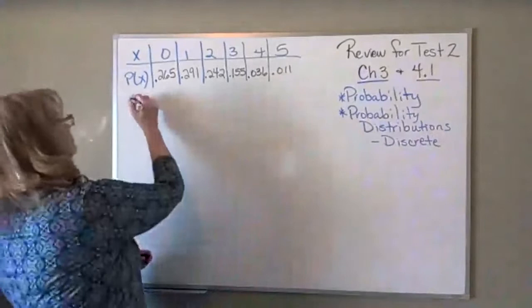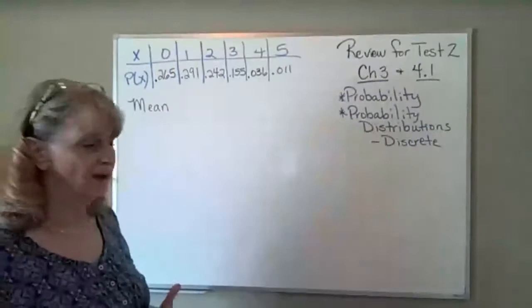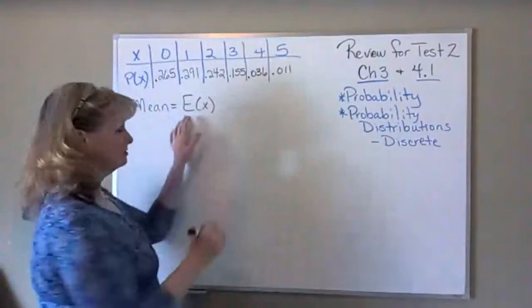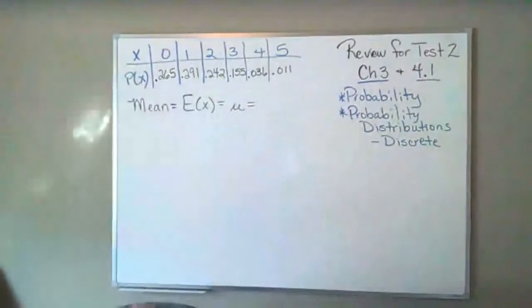And remember, the mean has two labels when you're talking about discrete probability or discrete random variables. Sometimes they call it the expected value of x, or E of x, the expected value, how many you expect on average to be defective. But also it's a mean, so they call it mu.